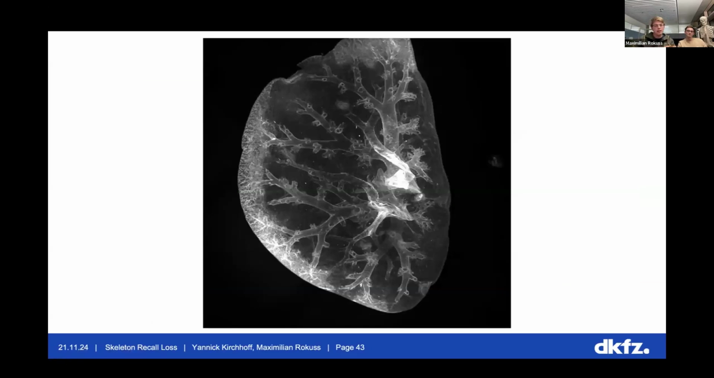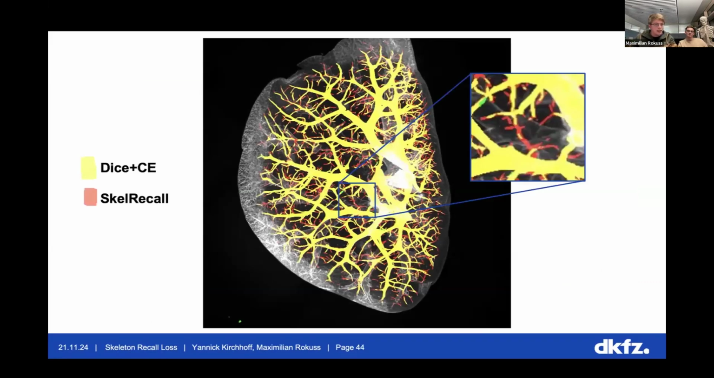Yeah, and then finally, after we published the paper for ECCV, I think it was in the summer, one of our collaboration partners from Munich reached out to us, and they had the problem of segmenting some vessels in mice lungs. And there they also applied our skeleton recall loss and tried it out. And yeah, this is basically the result of it.